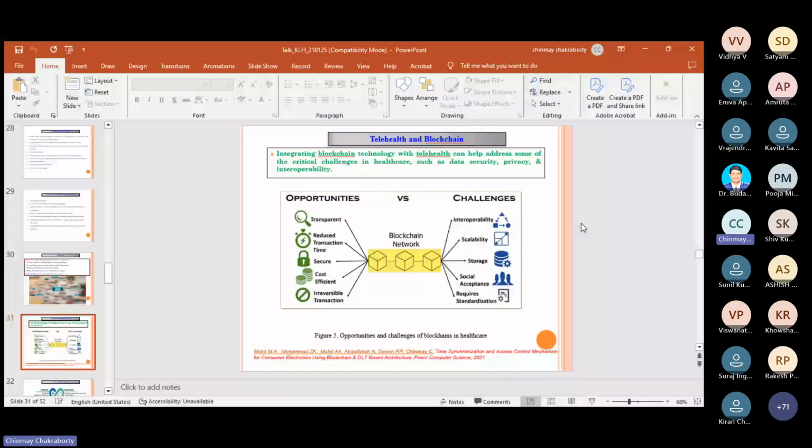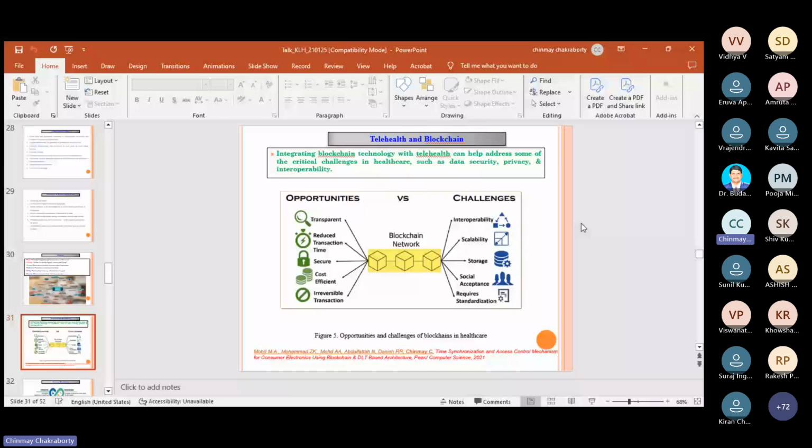Telehealth and blockchain. We are discussing a little bit of the blockchain platform. Integrating blockchain technology with telehealth can help address some of the critical challenges in healthcare, such as data security, privacy, and interoperability. Here you see the opportunities: transparency, reduced transaction time, secure and cost-efficient and irreversible transactions. And the main challenge is interoperability.